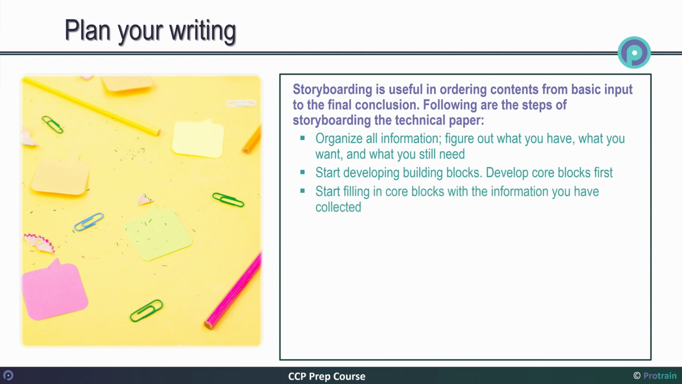Start filling in core blocks with the information you have collected. Make this process iterative and keep looking for the missing contents you need to complete your paper. Keep the information flow in the back of your mind. Think back and forth and start working on information linkages between the blocks. Use of flowchart and mind map can be helpful to establish information linkages.